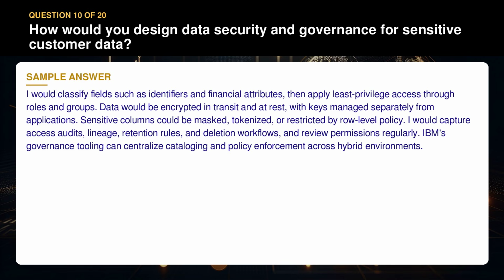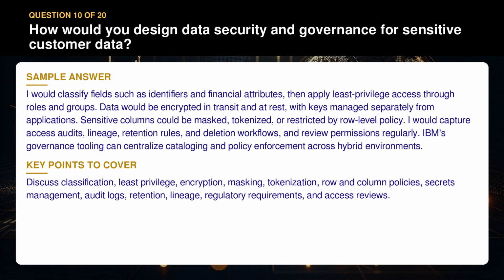I would classify fields such as identifiers and financial attributes, then apply least privilege access through roles and groups. Data would be encrypted in transit and at rest, with keys managed separately from applications. Sensitive columns could be masked, tokenized, or restricted by row-level policy. I would capture access audits, lineage, retention rules, and deletion workflows, and review permissions regularly. IBM's governance tooling can centralize cataloging and policy enforcement across hybrid environments.